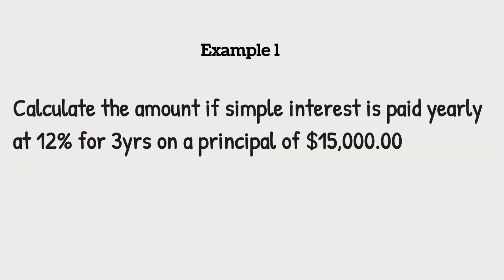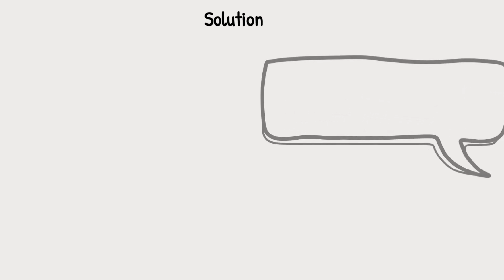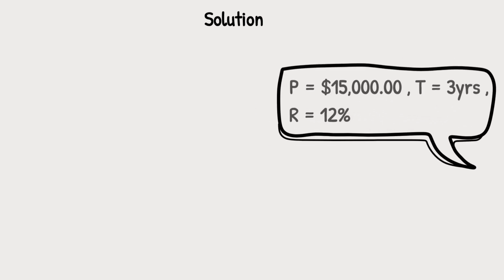So let's try an example. It says calculate the amount if simple interest is paid yearly at 12% for 3 years on the principal of $15,000. So from the question, our principal is given to us as $15,000, our T is equal to 3 years, and our rate is 12%, and we're asked to find amount.